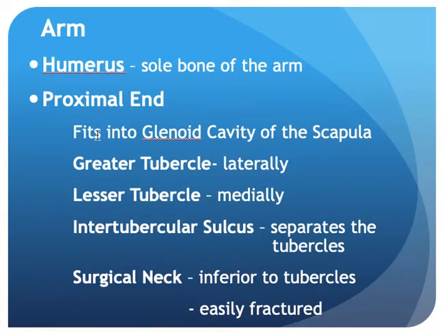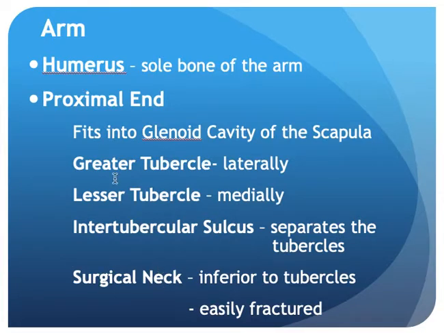The proximal end's going to fit into the glenoid cavity of the scapula. The main things you want to be able to label are the greater tubercle, that's going to be a little more lateral, and the lesser tubercle, that's going to be a little more medial. In between the tubercles, you're going to get this intertubercular sulcus. So it's a big long name, but it just means in between the tubercles. And it's just going to separate them, and we can put some tendons and some other things in there too.